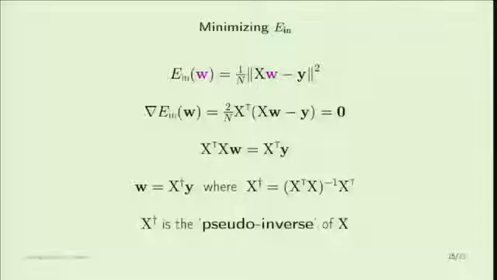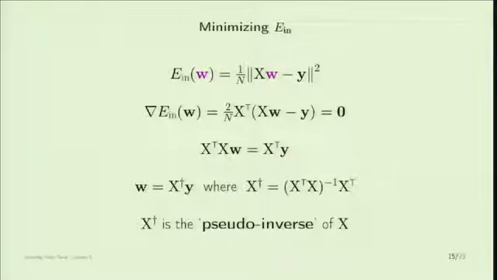There's a question about slide 15. Regarding the expression of E in, how does the in-sample error or the out-of-sample error relate to the probabilistic definition of last time?